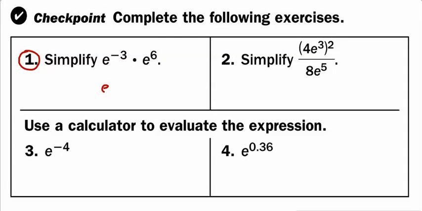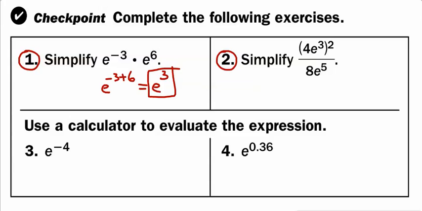Basic exponent rules apply here, which means when you're multiplying things with the same bases, no matter what that base is, the base stays the same, the exponents add. So you have negative 3 plus 6, which is 3. It's e to the third. Boom. Moving on. Number 2.